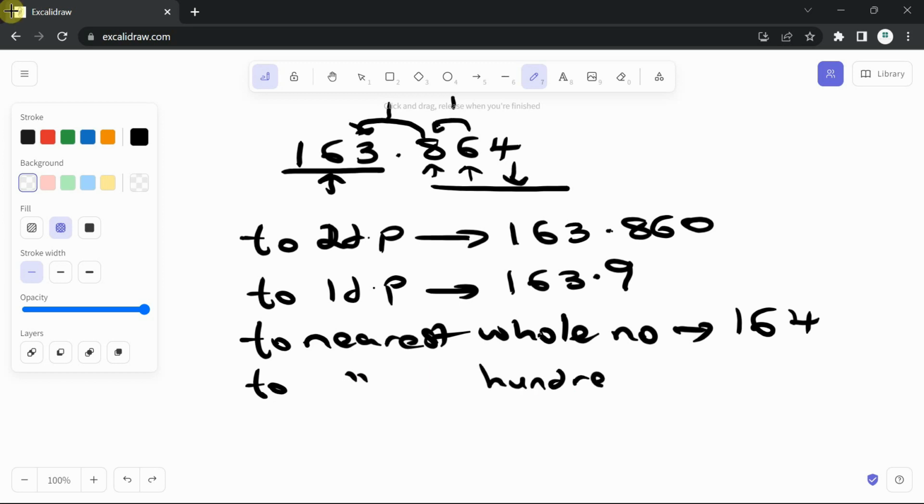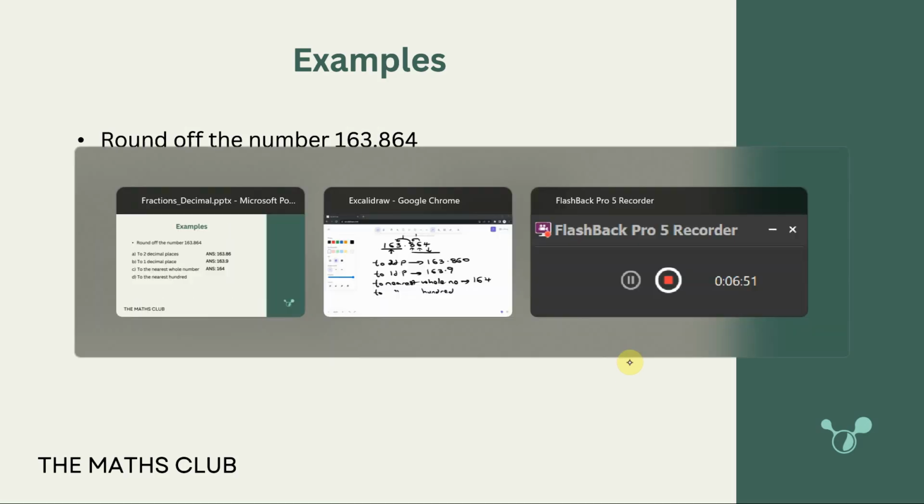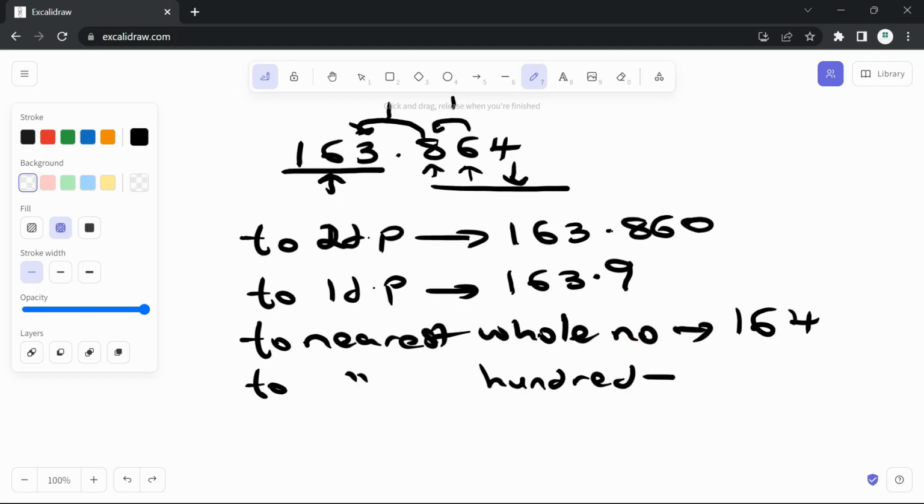Let me see, is it 100 or hundreds? Okay, it's the nearest 100. Now, we know that this is the ones, right? This is the ones. This is the tens from what we saw. And this is the hundreds, right? So it's telling us to the nearest 100. So you only want to see, this is 163.